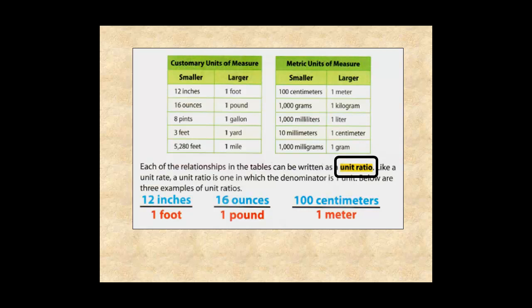For example, 12 inches over 1 foot. Since the numerator and denominator are equal, the ratio is equal to 1. These unit ratios are used to convert rates in a process called dimensional analysis.